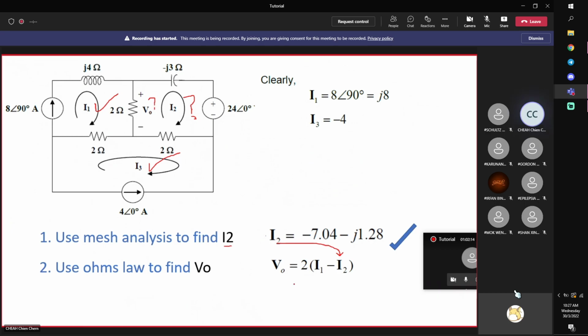Right? Use it to find V0 because current and voltage are just related by impedance law or Ohm's law, right? Impedance law or Ohm's law, V is equal to IZ. So that means that if you find one of them, you can find the other. This also means that if you know all these currents, actually you can go back to find all the node voltages of these circuits if you want.